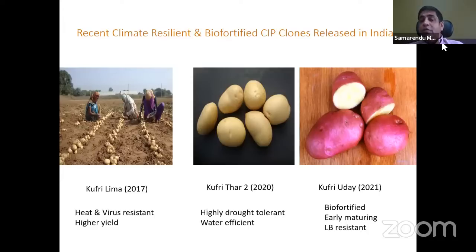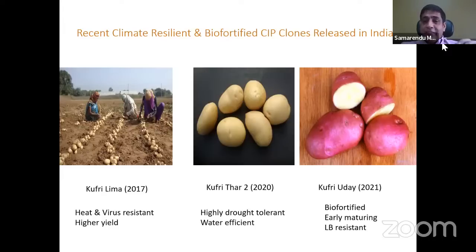The third one is called Kufri Uday. It has been released in India, Bangladesh, and Bhutan. In Bhutan, it was released a few years ago. Bangladesh also, it was released a few years ago. So it's a red skin, biofortified potato. It's highly resistant to a lot of viruses there.